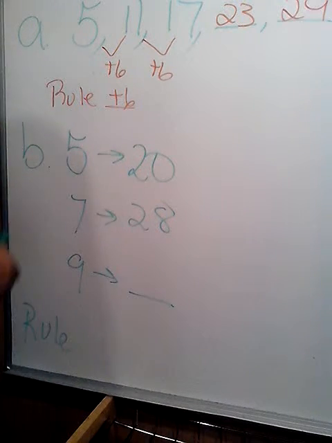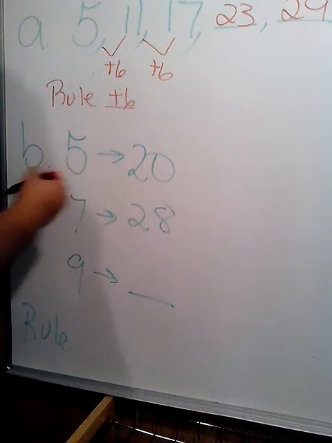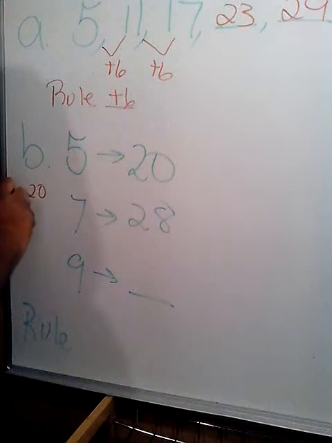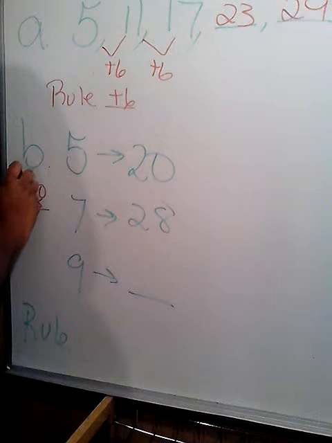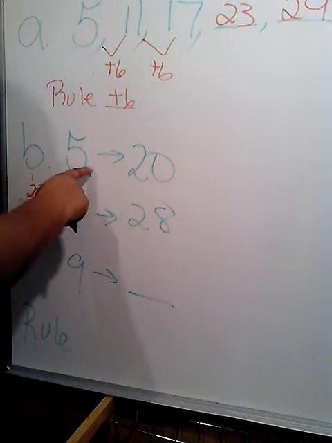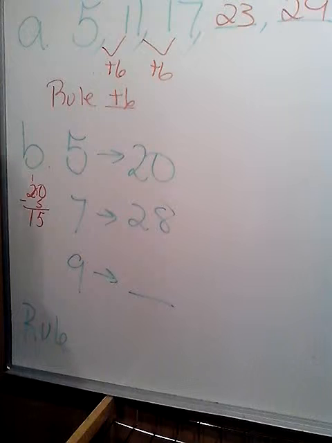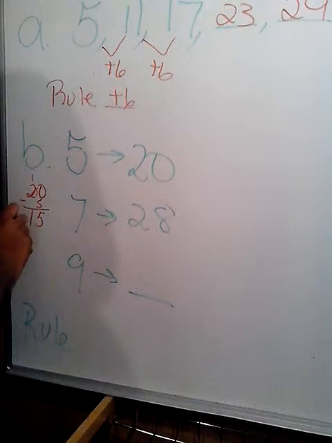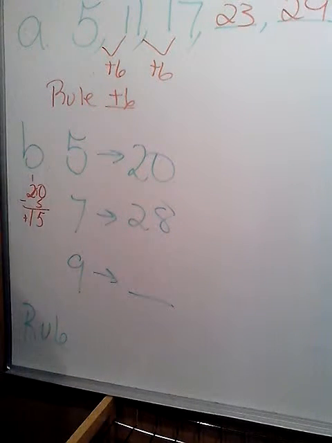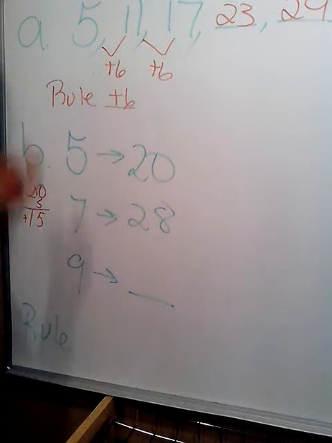To go from 5 to 20, really quickly, if it's addition, I'm going to say 20 minus 5. 10 minus 5 is 5. 1 minus 0 is 1. So 5 plus 15 will give me 20. Plus 15 is the rule. That's what we're saying the rule is. Well, if this rule is correct, it will also work for 7 and 28.